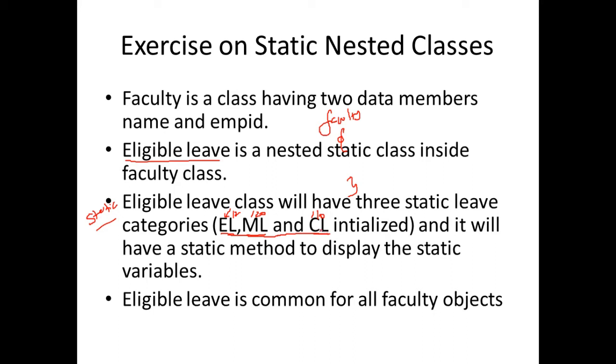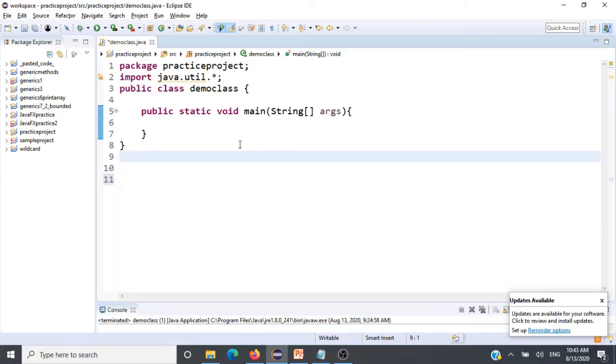So you create many objects for the faculty and all these objects can access the static class and the static method, and they are going to get the same information for all the faculty members. That is, the number of EL is 12, ML is 20, and CL is 10. And that's what I've given here. EligibleLeave that is declared as static is common for all the faculty objects. Let's go and code this now. Okay, now let us take a look at an example for static nested classes in Java.